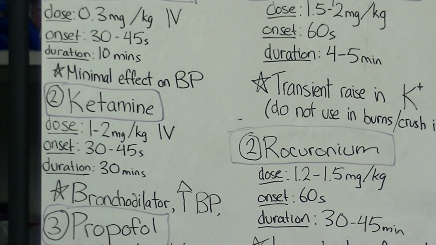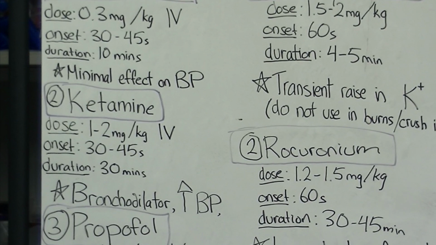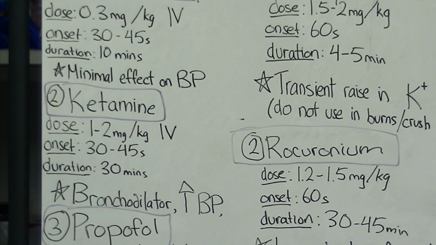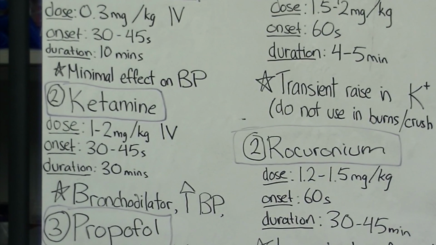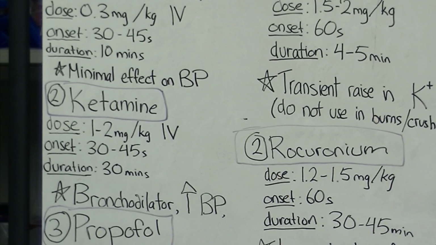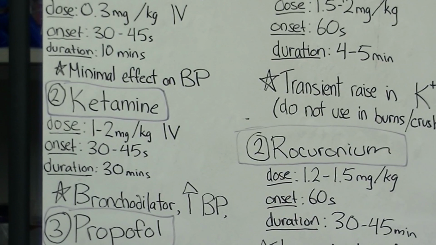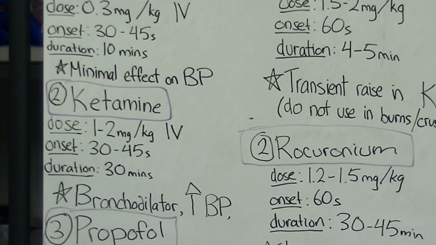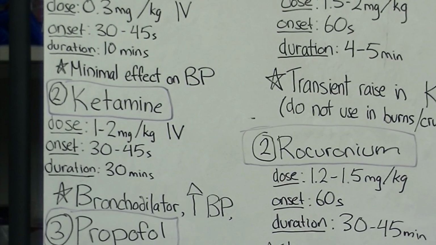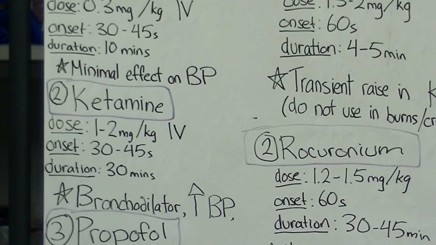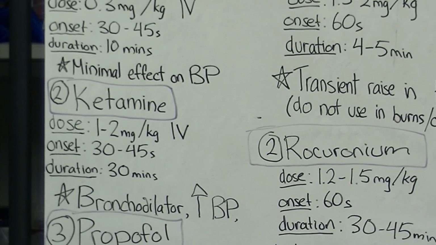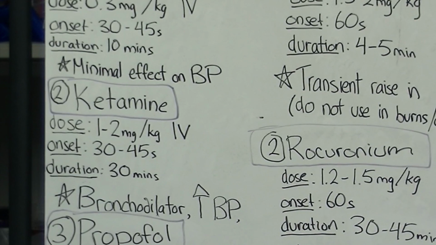The next sedative we will discuss is ketamine. Ketamine is a dissociative agent and a PCP derivative that provides both analgesic and sedative properties. Ketamine is dosed at 1 to 2 milligrams per kilogram IV, has an onset of 30 to 45 seconds, and a duration of 30 minutes. Ketamine is useful as it provides both bronchodilatory effects and allows patients to maintain their airway reflexes.